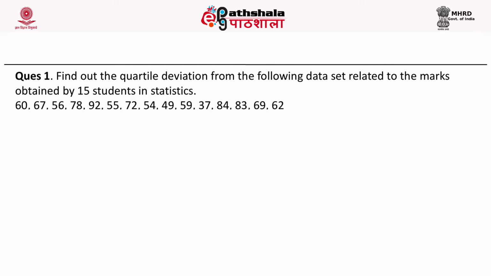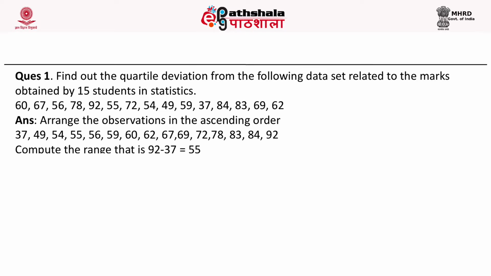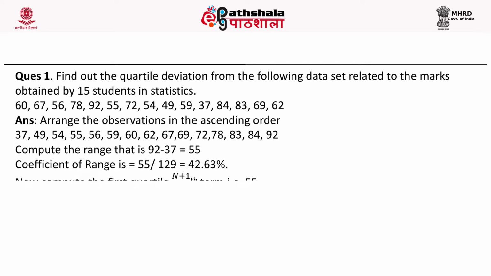Here we have some data and we try to find the coefficient of range and the coefficient of quartile deviation. First, arrange the observations in increasing order, then compute the range, which comes out to be 55, and the coefficient of range is evaluated as 55 divided by 129. In percentage we will get 42.63. Now compute the first quartile, which is equal to 55.